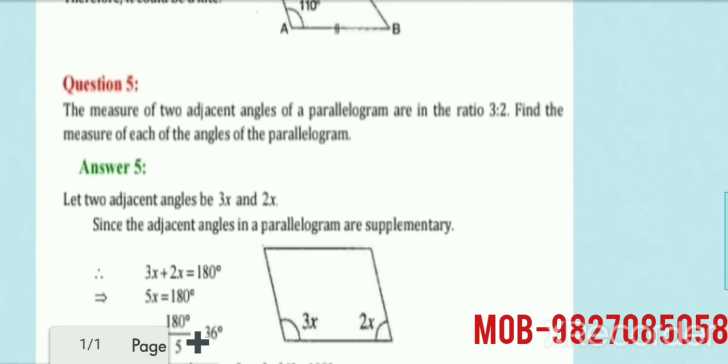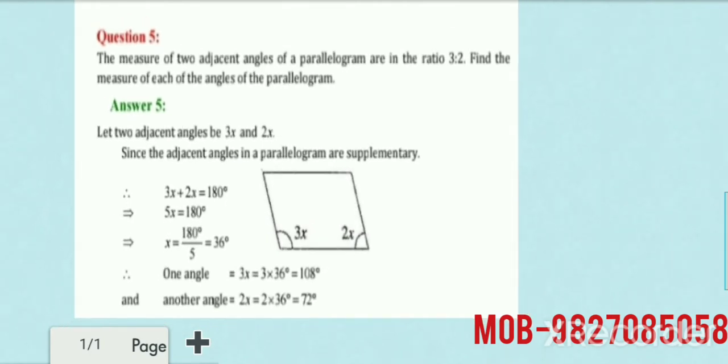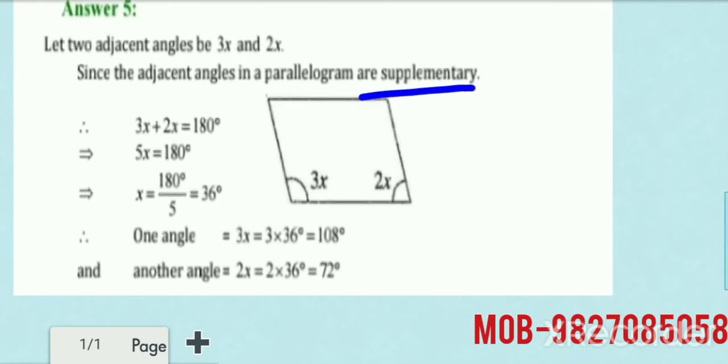Now exercise question number 5. The measures of two adjacent angles are in the ratio 3:2. So let the first angle be 3x and the second angle be 2x. But we know that the sum of adjacent angles of a parallelogram is supplementary. So it means 3x plus 2x is equal to 180. Now we find the value of x as 36. So the first angle 3x means 108 and the second angle 2x will be 72.